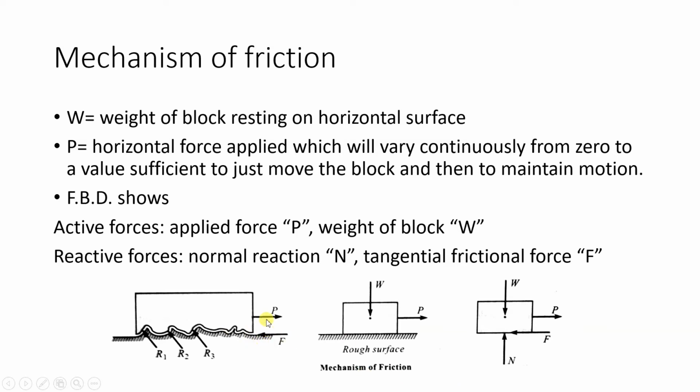Okay, now for this diagram, FBD has been, this is the simplified diagram. Here you can see the weight of the block resting on the horizontal surface, it passes to the CG. And what is P? P is the horizontal force applied, which will vary continuously from 0 to a sufficient value to just move the block and then maintain the motion.